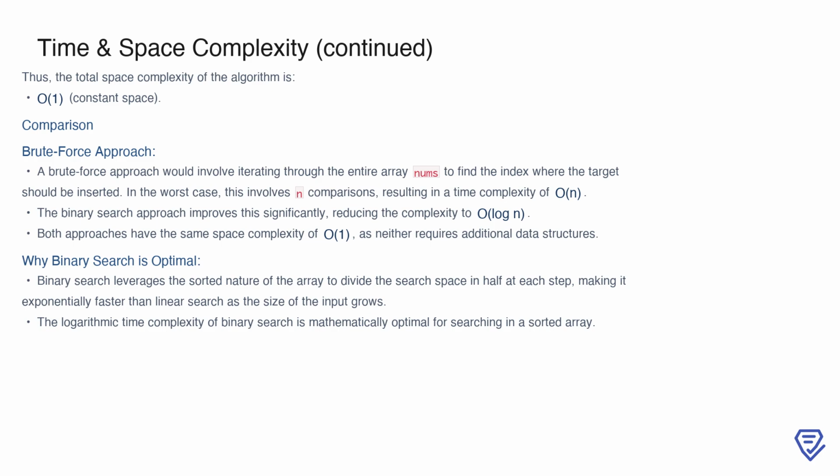What makes binary search optimal is its ability to exploit the sorted nature of the array, resulting in exponentially fewer steps compared to linear search. This logarithmic time complexity is particularly advantageous as the size of the input grows.